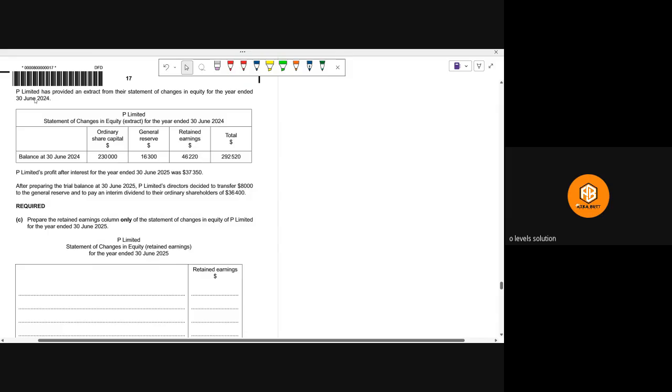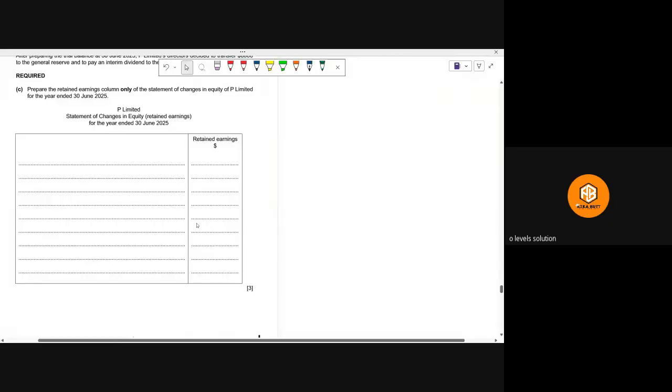Then there is one more question, and they are saying that P Limited has provided an extract of the statement of change in equity for the year ended 30th June. So this is the statement of change in equity. We have ordinary share capital, general reserve, retained earnings, and total. P Limited's profit after interest for the year end is this. After preparing the trial balance at 30th June 25, P Limited's directors decided to transfer 8,000 to general reserves and to pay an interim dividend to their ordinary shareholders, which is 36,400. Prepare the retained earnings column only of the statement of change in equity. Okay, only retained earnings.